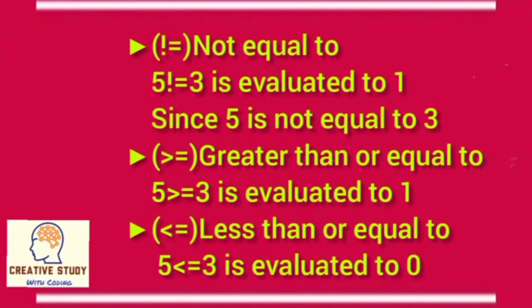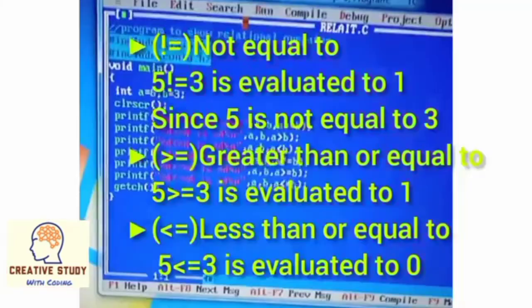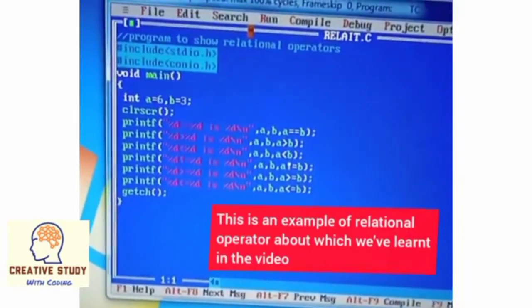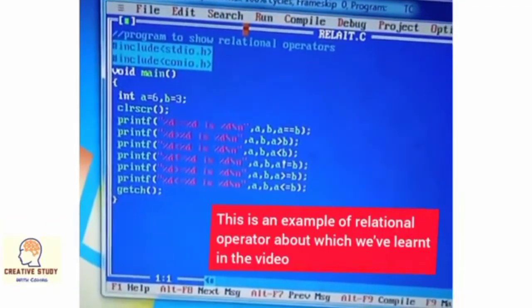Let's see not equal to. 5 != 3 is evaluated to 1 since 5 is not equal to 3. Let's see greater than or equal to. 5 >= 3 is evaluated to 1 because 5 is greater than 3. Let's see less than or equal to. 5 <= 3 is evaluated to 0 since 5 is neither less than 3 nor equal to 3. This is an example of relational operator about which we learnt in the video.